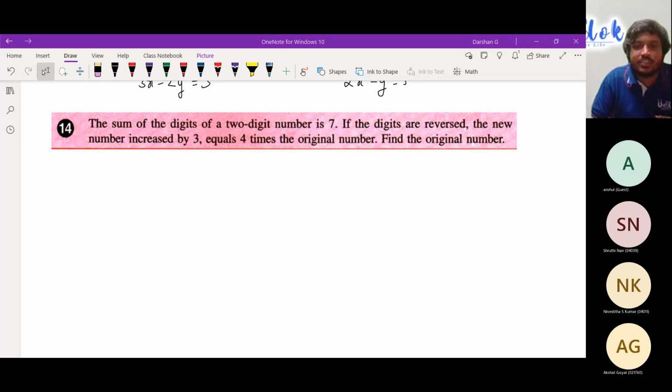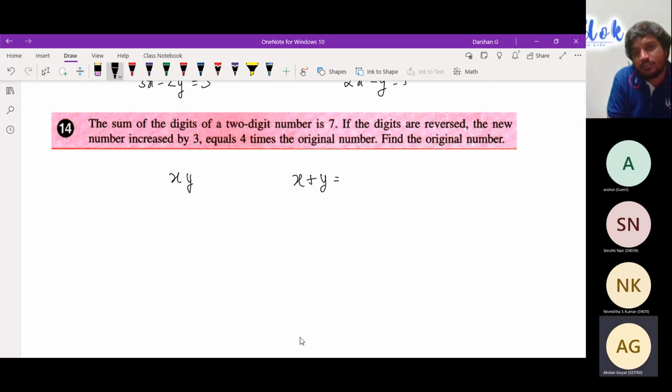The sum of 2 digits is 7. So if the digits are x and y, then the first equation is x plus y is equal to 7. This is the first equation. They're telling if the digits are reversed, then the new number is increased by 3, that is equal to 4 times the original number.